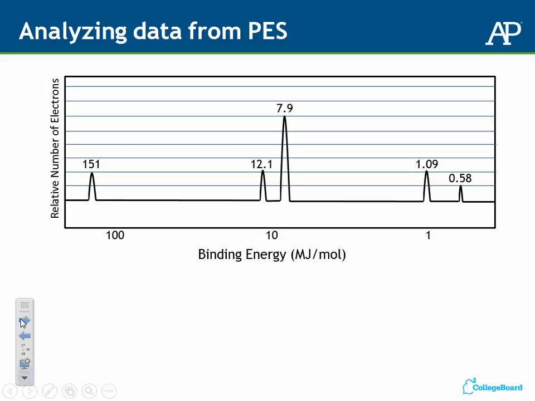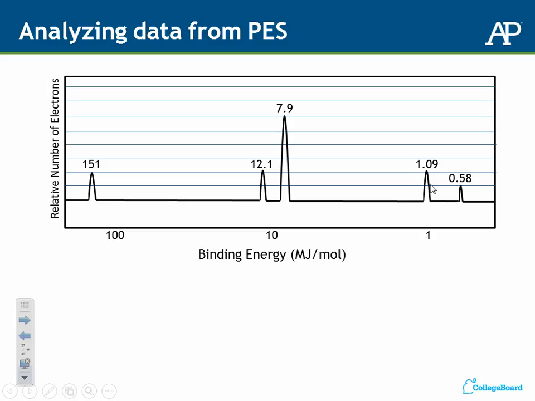So if we look at this one, we can see that we have 3 peaks that all have relatively the same number of electrons in them. One at a very high binding energy, that would be our 1s. And then the 12.1 would be our 2s. The 7.9 would be our 2p, and it's got relatively 3 times the amount of electrons in it as the 1.51 and the 12.1. So that would be our 2p6.